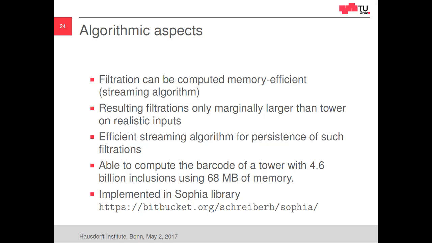in these cases. And these days, it is fashionable to say we can compute huge data with little memory. So here's our contribution. We have a tower with 4.6 billion inclusions, and we only need 68 megabytes of memory here. The reason is that this tower is very long, so you have a lot of things happening, but every single complex in the tower is very small. And the memory consumption depends only on the size of the intermediate complexes, not on the length of the tower. And we have the Sophia library where you can try this out if you want.